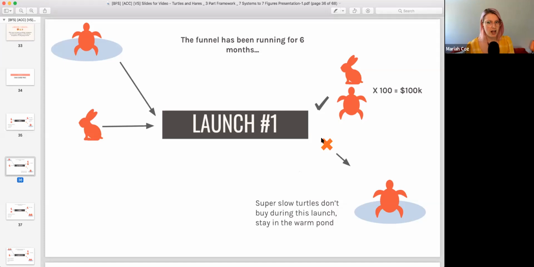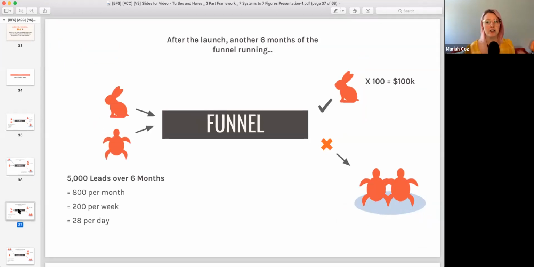However, you're also going to have some super slow turtles. Like I said, there is a spectrum of the turtles and the hares. There can be really slow turtles in addition to normal turtles. So the super slow turtles, they don't buy during this launch. They stay in the warm pond. These are the people who are going to say, oh, I watched your product come and go 3 separate launches before I ended up buying, right? Or, oh, I waited a year before I bought from you. That's the super slow turtle, okay? So they just stay in the warm turtle pond, but they've been warmed up again and again and again by the funnel and the live launch.